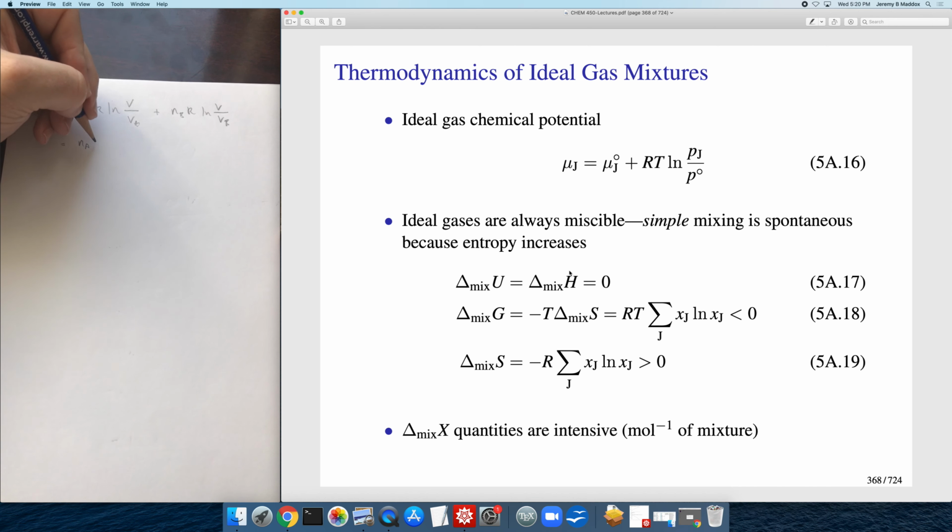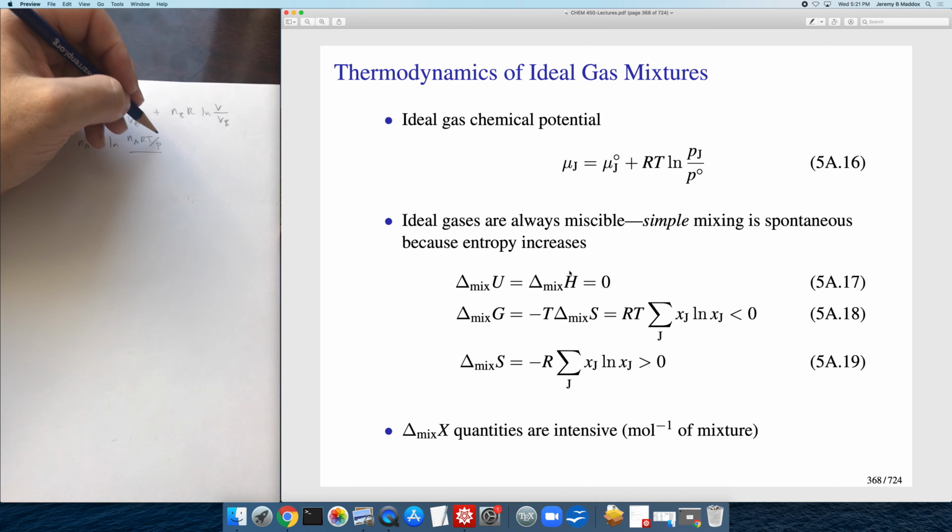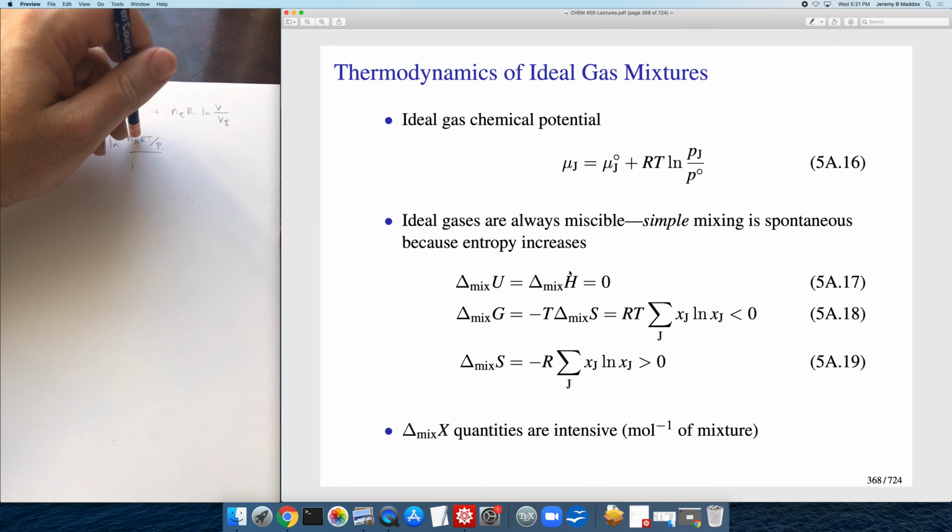Substituting in the ideal gas law, we can write this as NA RT over P, and then we can do the same thing for the denominator as well. Well, actually, there's a difference.